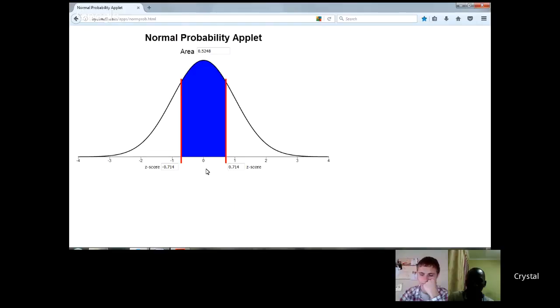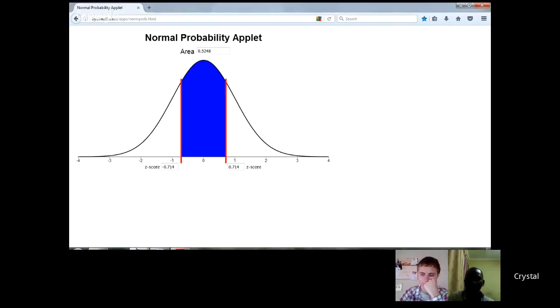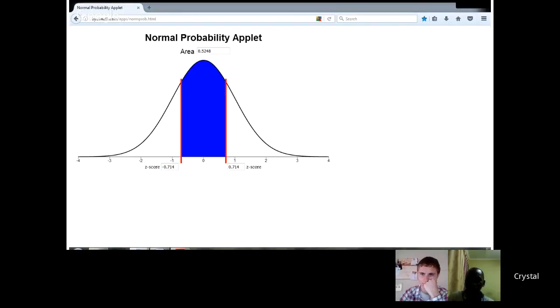Now my question is, to find the area between the two values, shade the left of each z-score you calculate, and then subtract the smaller area from the larger area. Did you subtract anything? Oh, yeah. So 0.5248, that's the final answer. Yeah, but only to 3 decimal places. Okay, so 0.525.